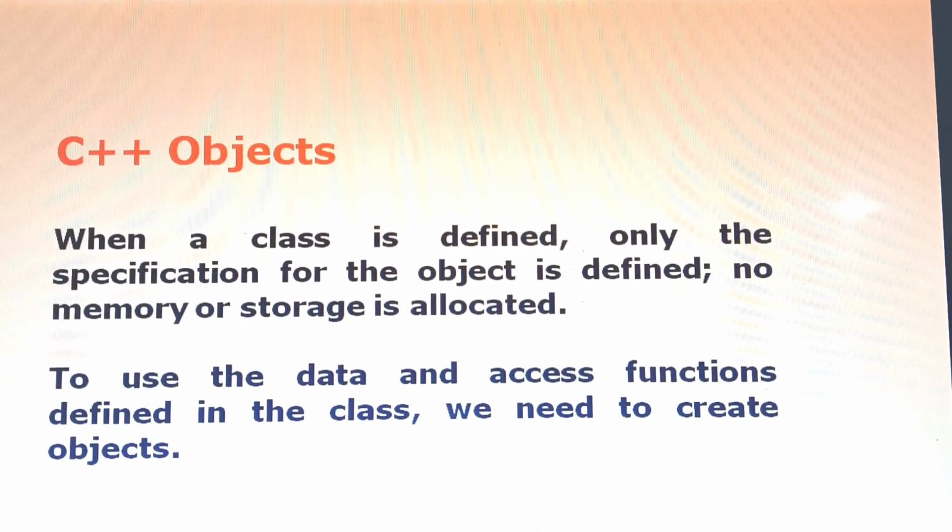Next, C++ objects. I have already explained these objects many times. Once a class is defined, only the specification for the object is defined. That is the sketch for the object. No memory or storage is allocated, only the sketch. But to use the data and access the functions defined in the class, we need to create an object. Is it clear now how to create objects and what the use of an object is?